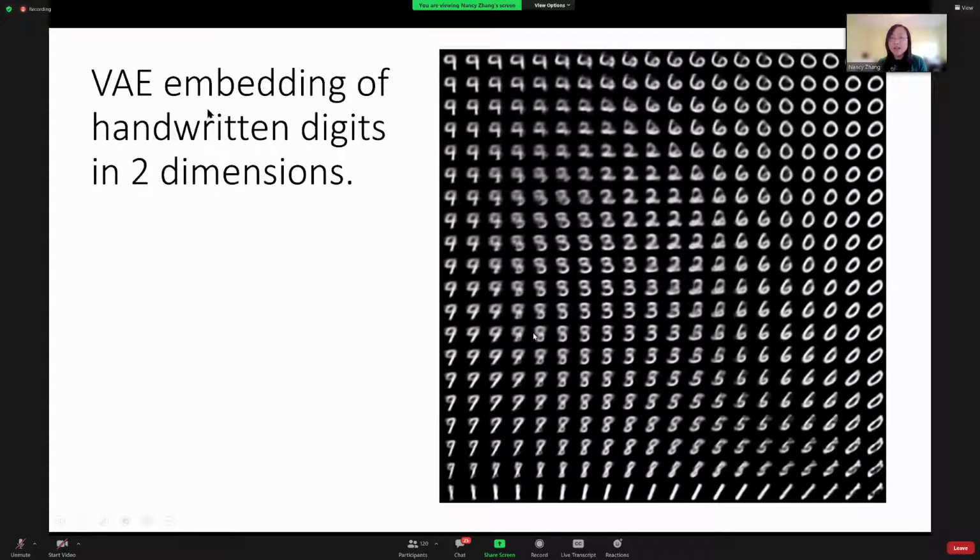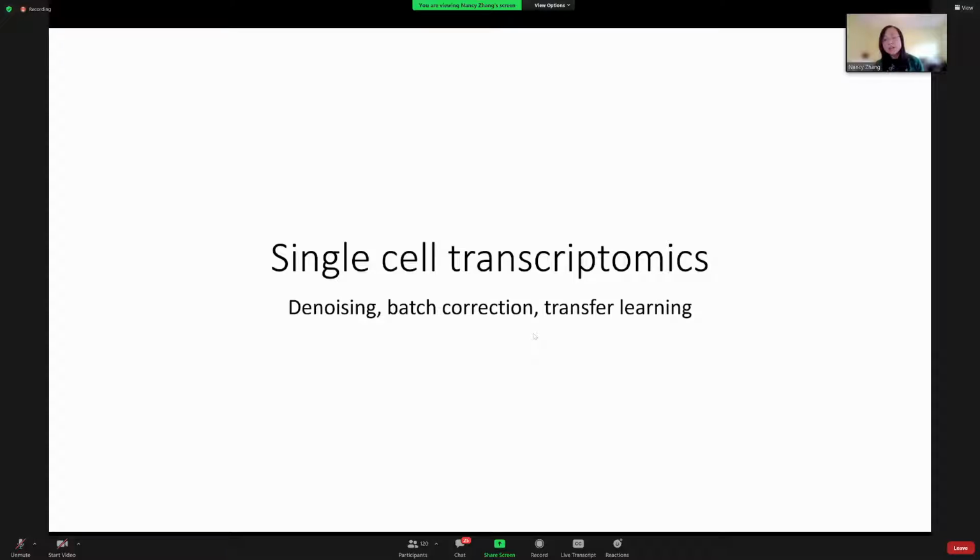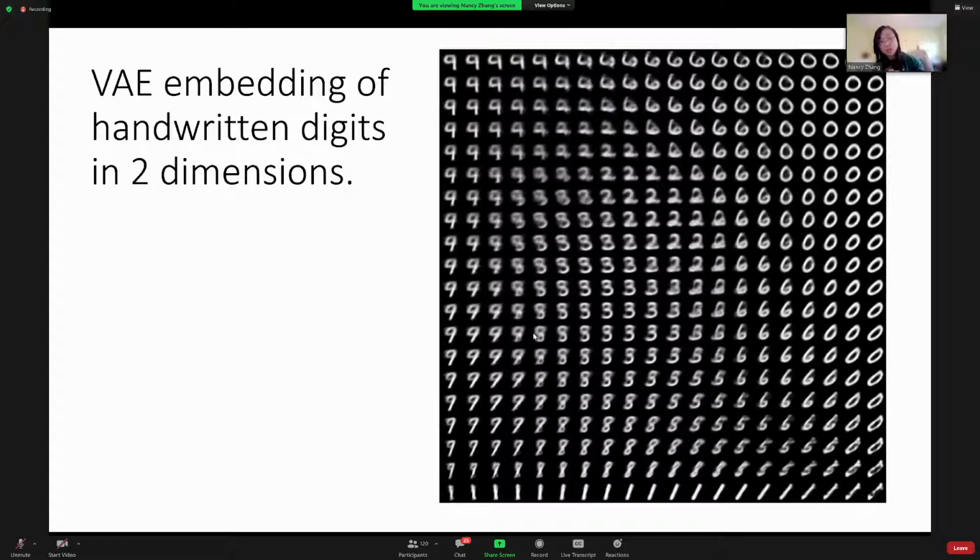So that was a cartoon, but here is actual data. Here is an actual VAE embedding of handwritten digits in 2 dimensions. And you see that it makes sense, in the sense that you can go from a 9, slowly it morphs to a 1, it morphs to a 0 in the other dimension, et cetera. This is only 2 dimensions. So you can imagine if you have 3 or 4 or 5 dimensions, your latent dimensions will make some sense.